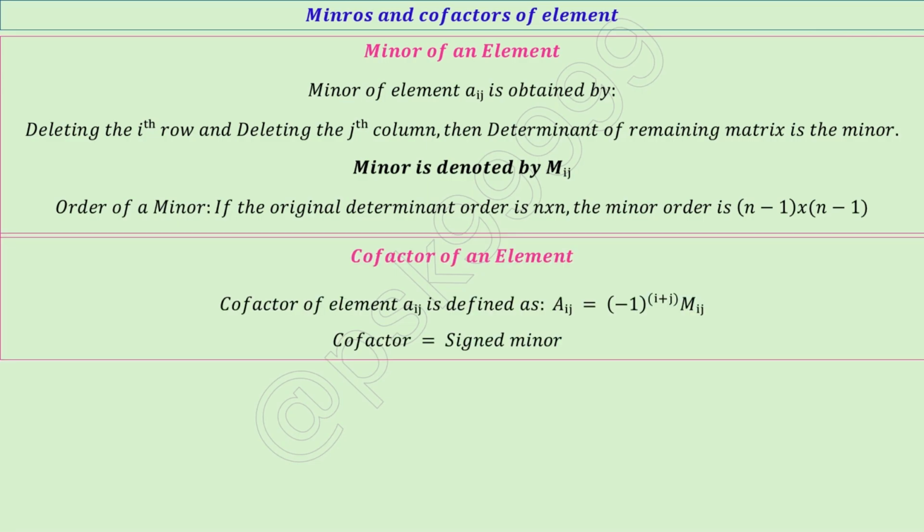Next, cofactor. The cofactor of an element is just a minor with a sign in front. The cofactor of element small a ij is denoted by capital A ij, which is nothing but minus 1 to the power of i plus j times M ij. That means you first calculate the minor, and then multiply it by minus 1 to the power of i plus j. If i plus j is odd, you get minus the minor. If i plus j is even, you get M ij itself. So the cofactor is nothing but a signed minor.